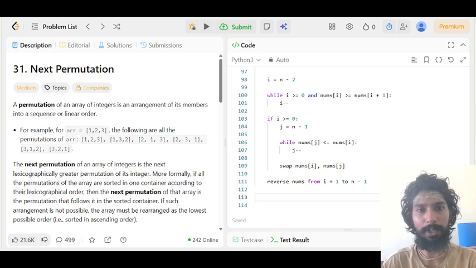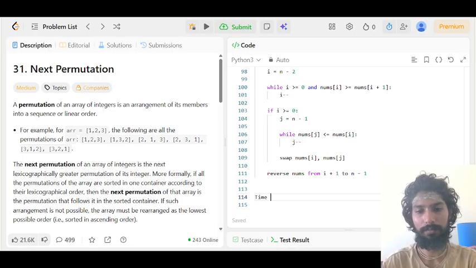Now let us compute the complexity. We scan from the right once to find the pivot. Then we scan from the right again once to find the number just greater than pivot.